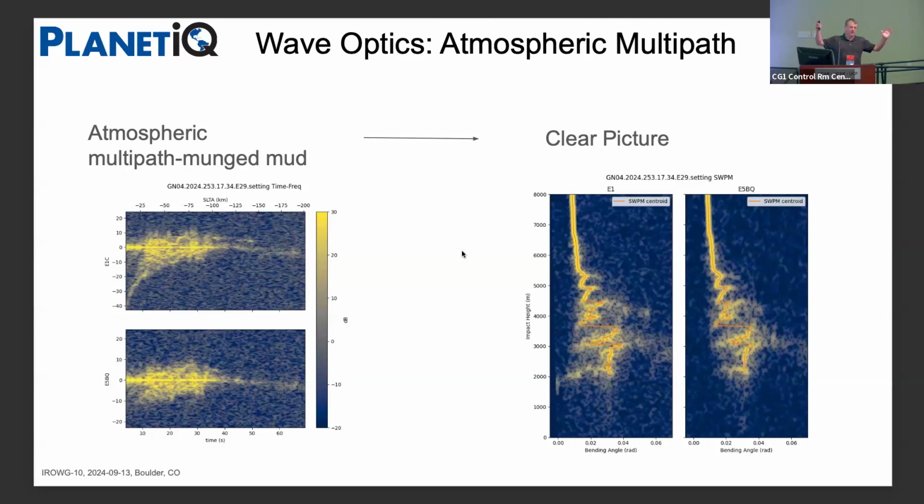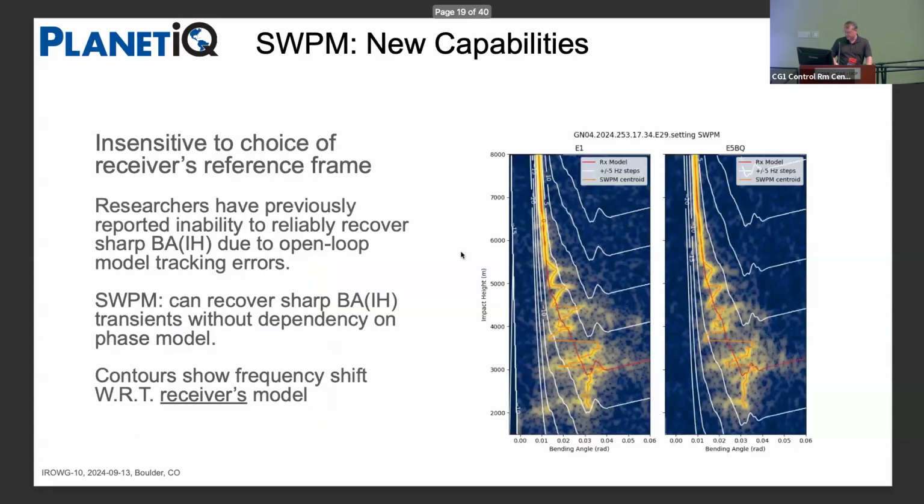So why do we do it at all? It's the same reason anybody runs a wave optics method, so that we can transform atmospheric multipath munged pile of mud into a clear picture, mapping the signals to the bending angle and the impact height domain. What capabilities do we get from this method? First off, it's insensitive to the receiver's choice of reference frame.